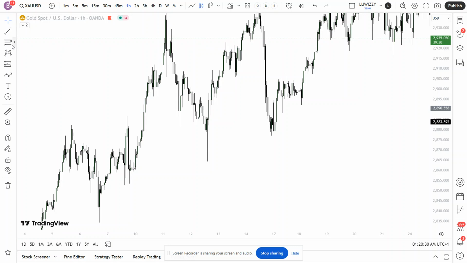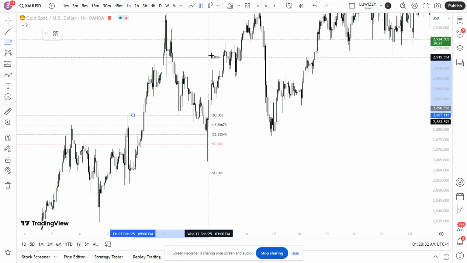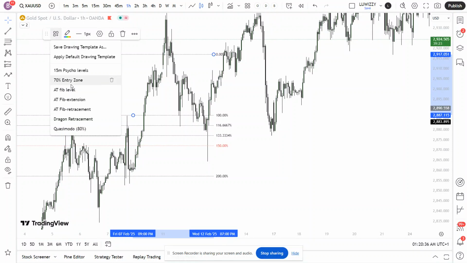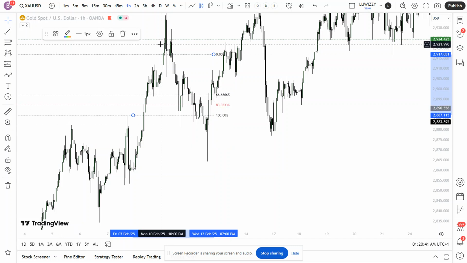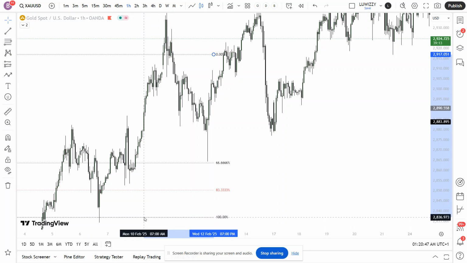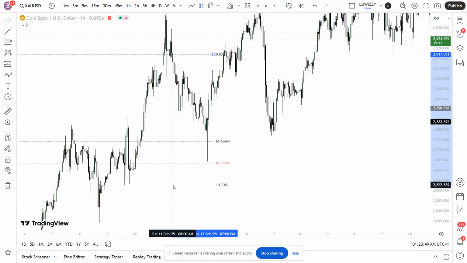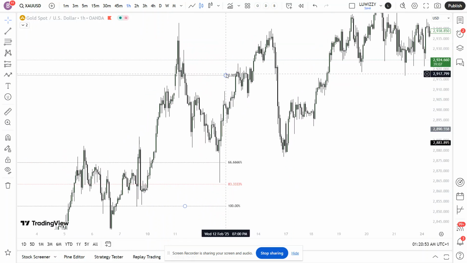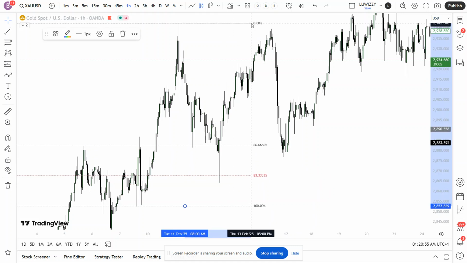When gold was at, let me check something. Let me put this thing. We are talking about fib retracement now.